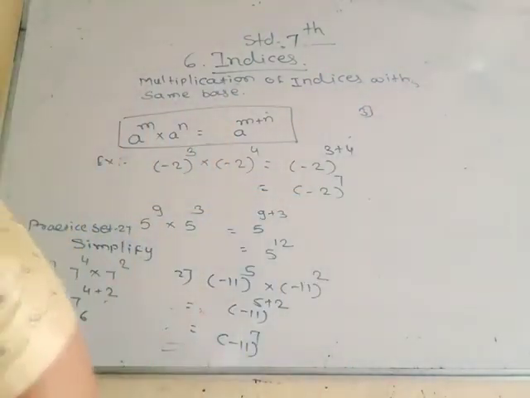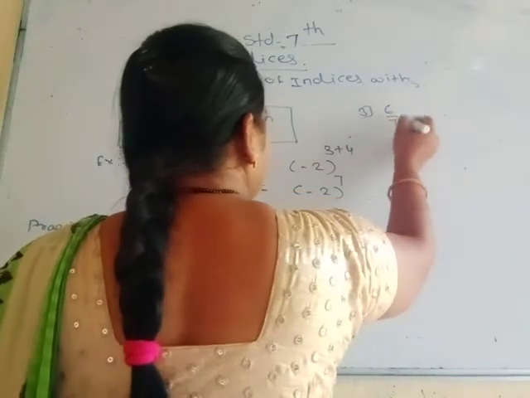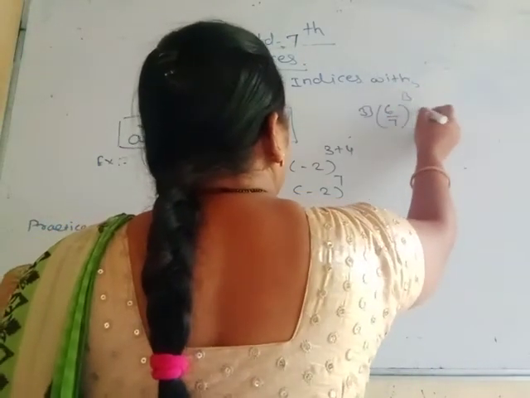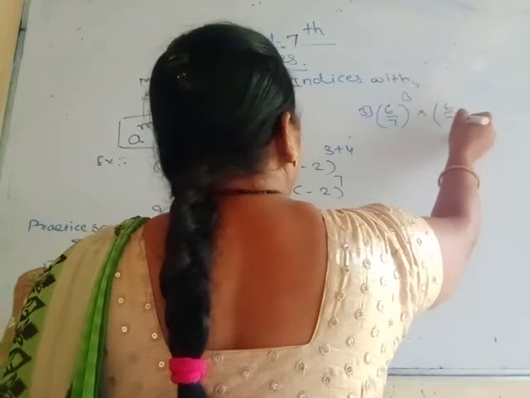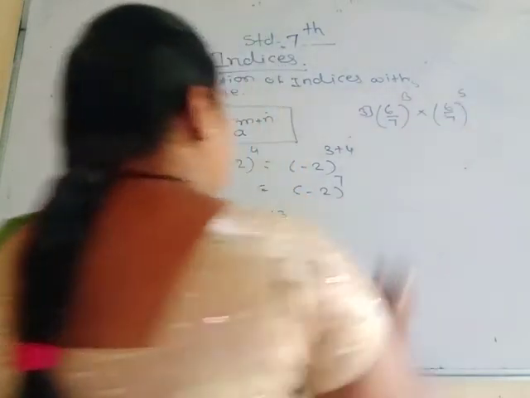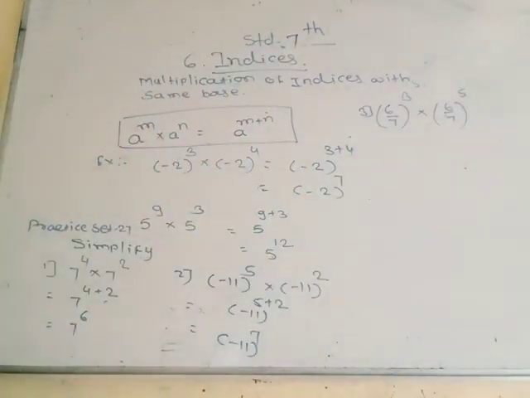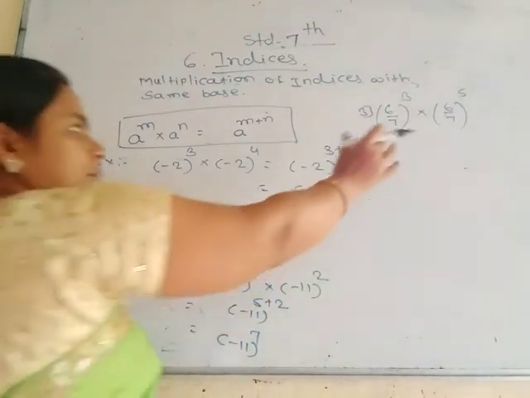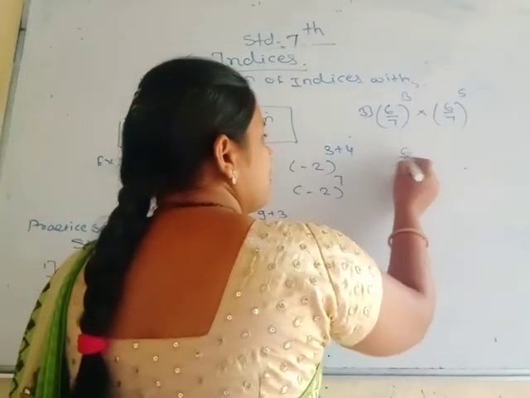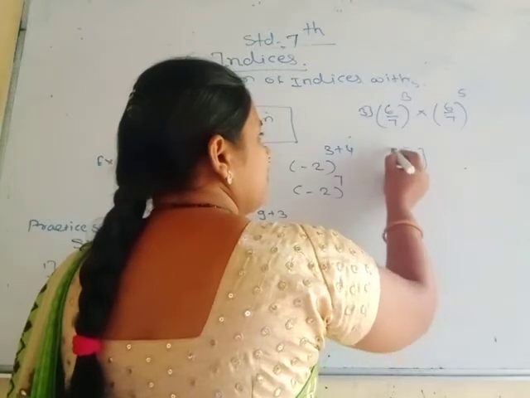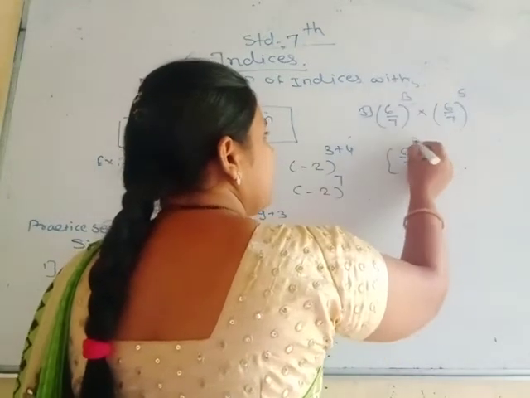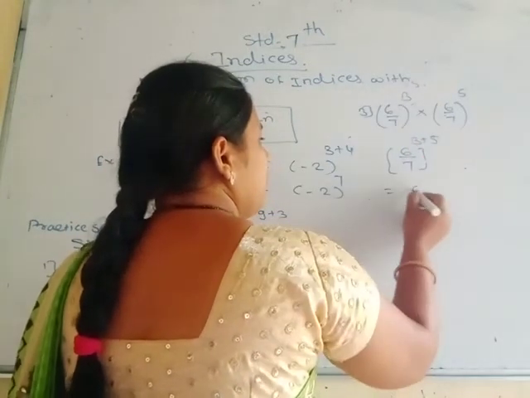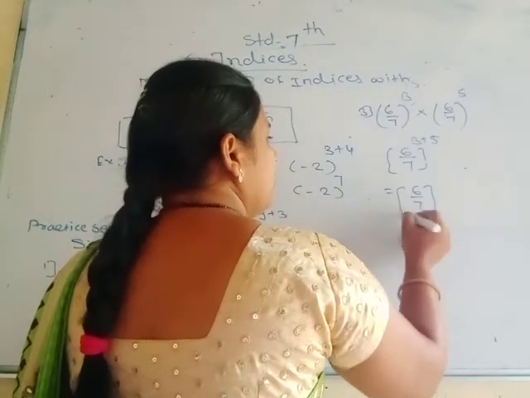Third one: 6 by 7 raised to the power 3, in the second bracket 6 by 7 raised to the power 5. Here also the base is the same, 6 divided by 7. Here multiplication means addition, right? 3 plus 5, so 6 by 7 raised to the power 8.